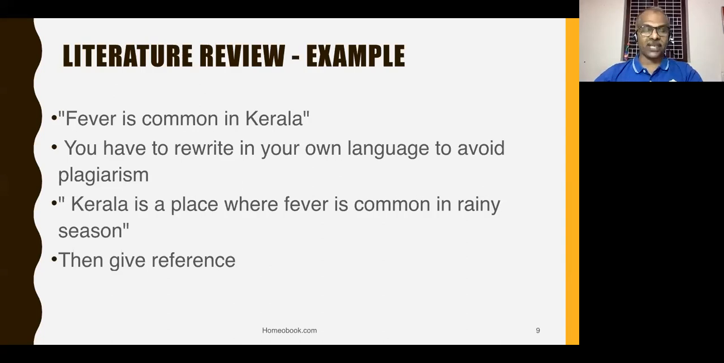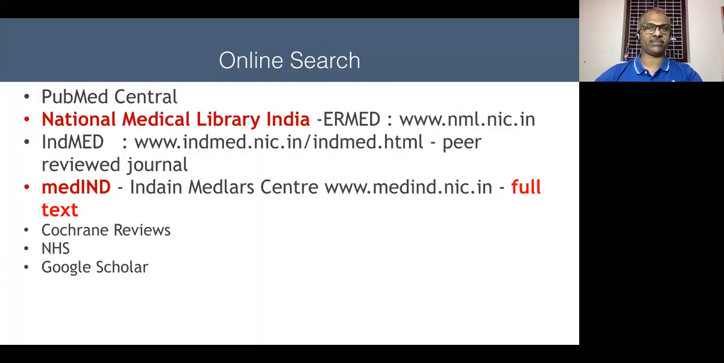So never copy a paragraph or a line from a research paper. Find out the key points from each research paper, then rewrite in your own language. Otherwise, plagiarism is a major issue in postgraduate dissertations and also in PhD. So always remember, rewrite in your own language, then give the reference. Never copy a paragraph from a textbook or from a research paper found on the internet.